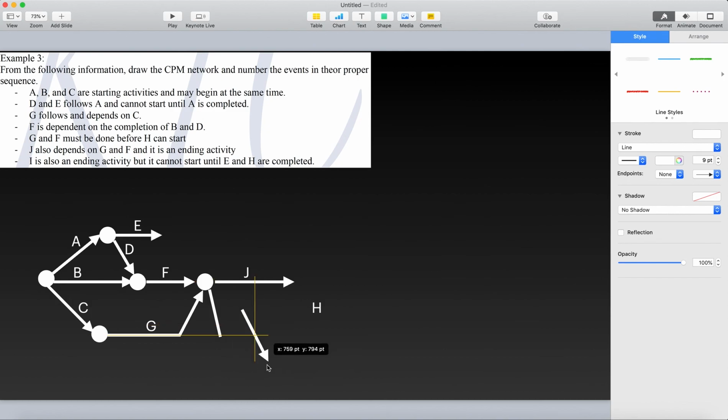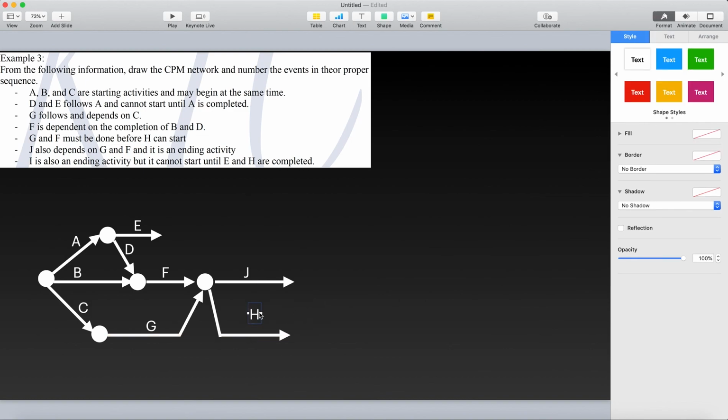Okay, it's already connected. Then this now is my activity H. So I was able to satisfy the condition. But activity J, according to our given, is an ending activity. So I'll be placing our end node here. So this is my end node.